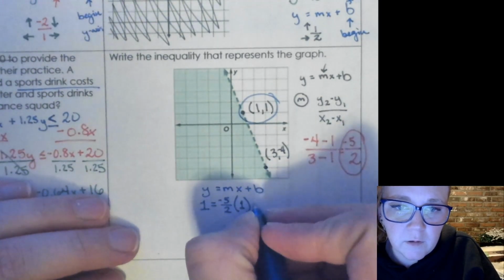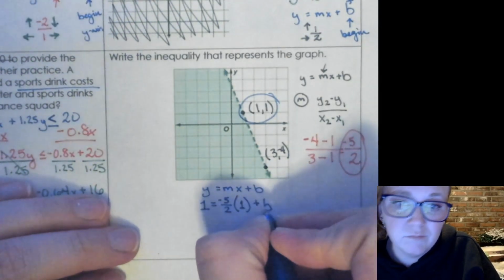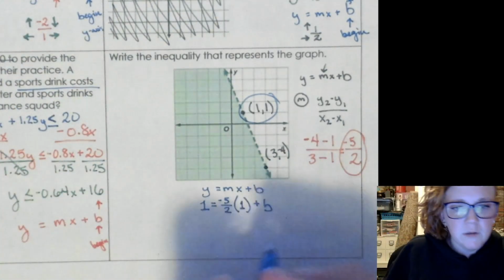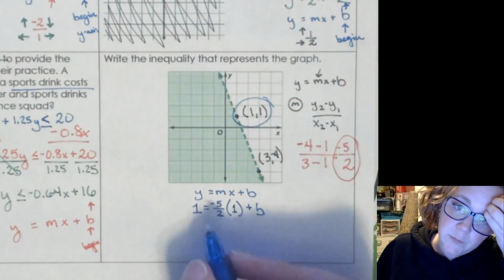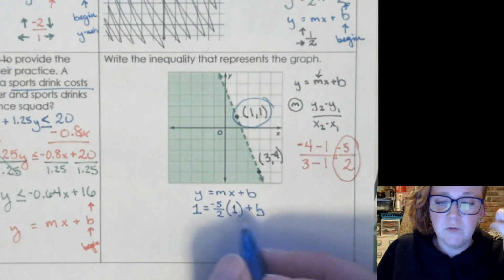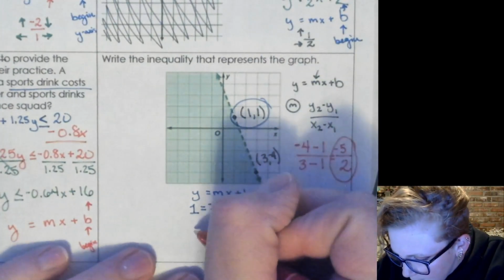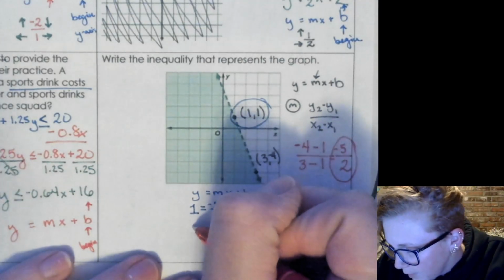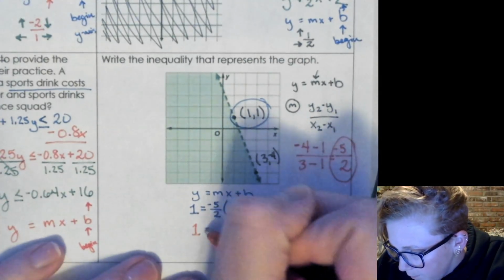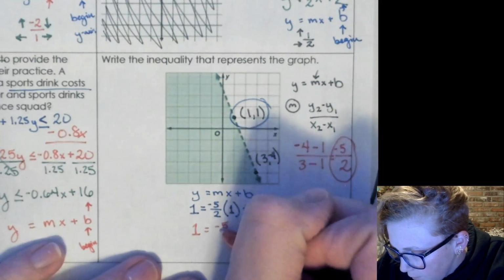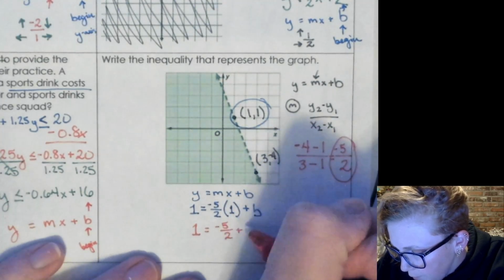Okay. The only part we didn't know was b. So let's see. Can't do anything with that one, but you can do -5 over 2 times 1. And -5 over 2 times 1 is just -5 over 2. We get 1 equals -5 over 2 plus b.